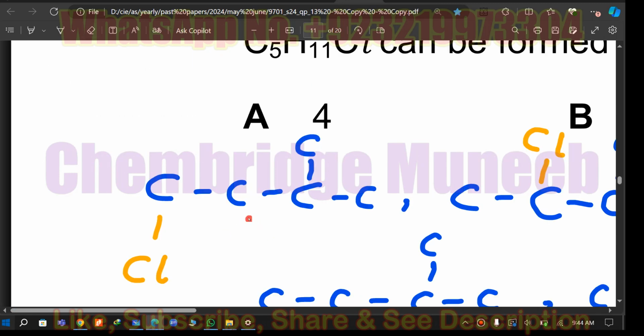Now I'm just showing a simple structure of this compound with the carbons and chlorine atoms. We needed to do the free radical substitution reaction with just one chlorine atom to be added. So I have added one chlorine atom at this position, so it is considered as one isomer.